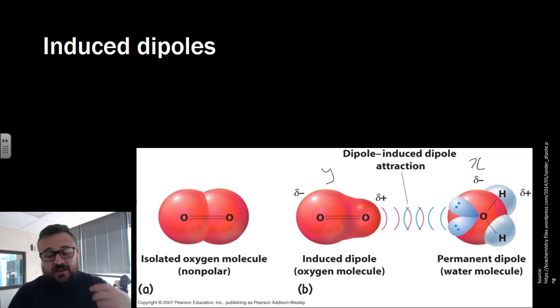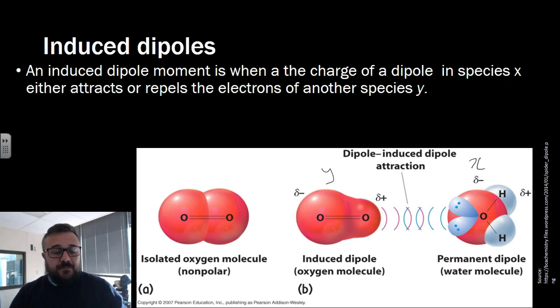First off, let's have a look here at oxygen. So oxygen is a non-polar diatomic molecule. Now, an induced dipole moment, because we're talking about movement here, is when the charge of a dipole in species X, that's the one over here, where we've got water, which is a permanent dipole, either attracts or repels the electrons from another species, in this case, Y.